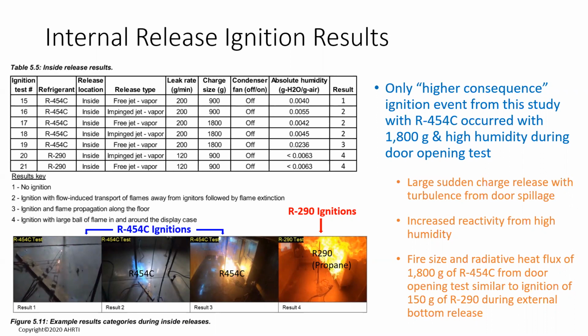So one of the goals was trying to gauge the relative severity of the 454C ignitions compared to propane. And we looked at this higher consequence ignition event, where again, we had 1800 grams of 454C that was dumped suddenly into the space through the door opening test. We had high humidity to increase the reactivity of the refrigerant, and we had turbulence from the spillage outside of the case that increased the flame velocity. And what we found with this higher consequence ignition event, is that the fire size and radiative heat flux of 1800 grams of 454C was similar to that of the 150 grams of R290 during an external bottom release, or basically the baseline with propane. So basically you needed 12 times as much 454C with high humidity and turbulence to produce an ignition event similar in severity to that of 150 grams of propane.